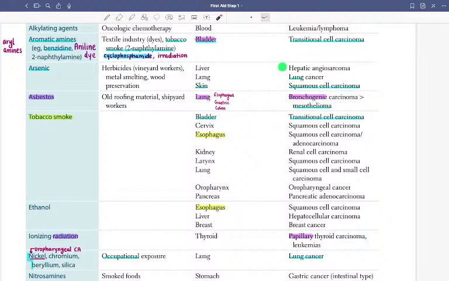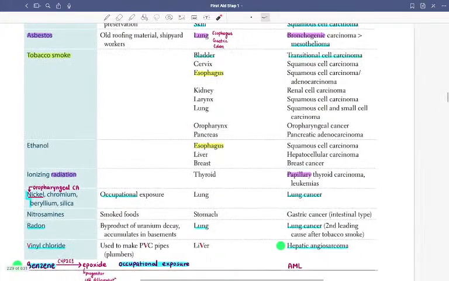Tobacco smoke: bladder cancer, transitional cell, most important. The rest is related to almost all the organs. Ethanol: esophageal cancer, liver cancer, breast cancer. Ionizing radiation: papillary thyroid carcinoma, leukemias. And you have that dystrophic calcification also, or it was metastatic calcification, I think.